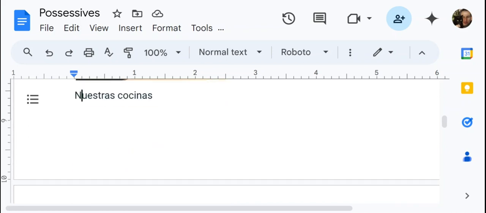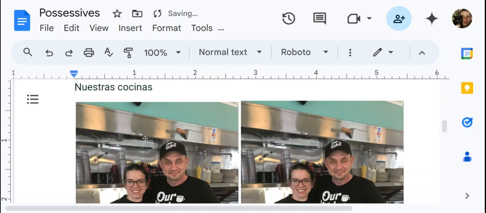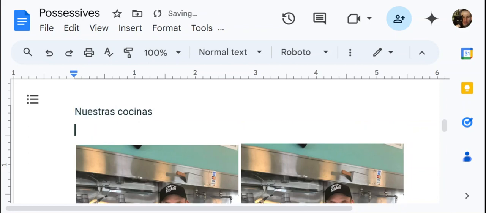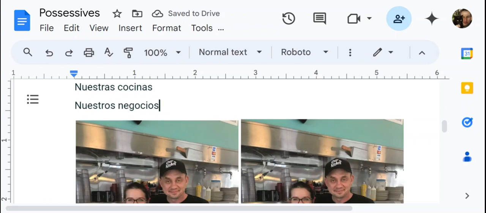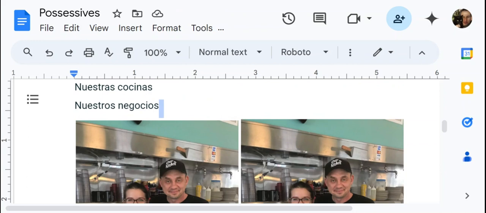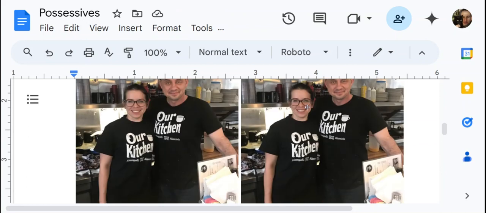If we're talking about two kitchens, our has to be in the plural form too. If we are talking about businesses, the word business in Spanish is a male noun, but if we're talking about businesses, we have to make it plural. Our has to be plural too.